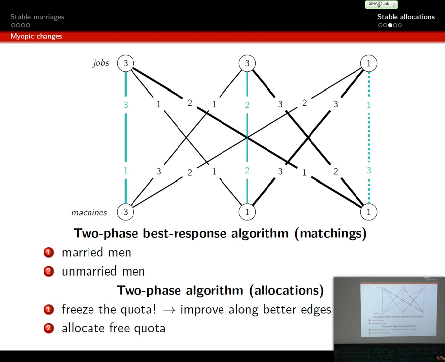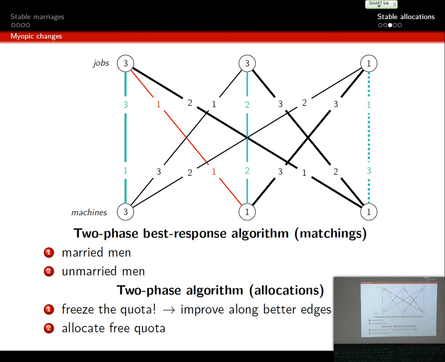So they have a blocking edge, they take it in, but they have to refuse something. We keep this, and then once everyone who has some allocated edges is through, we start to allocate the free quota. And we show that this procedure will actually always converge to a stable matching or a stable allocation. So here is a sample run of it.